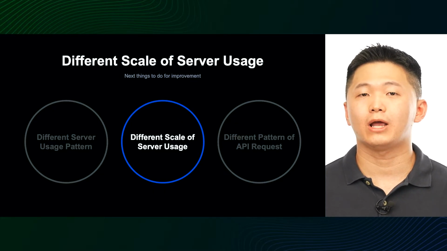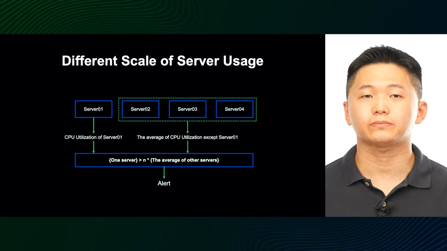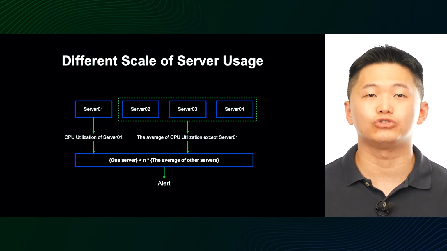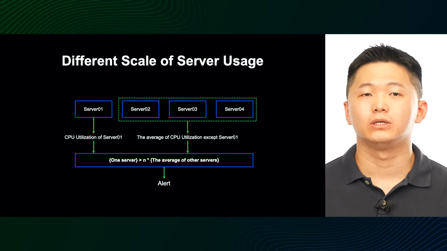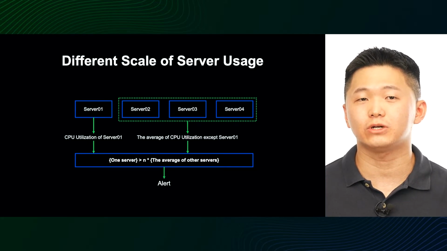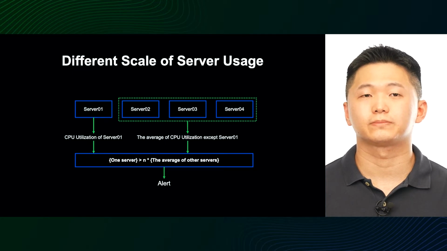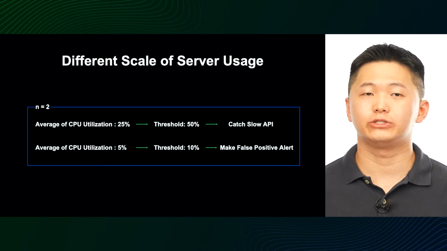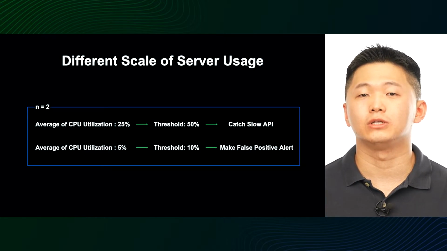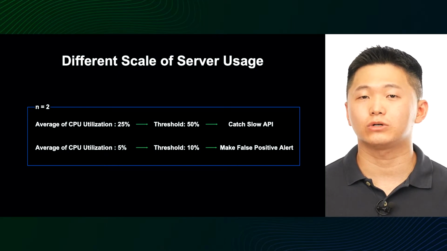Second thing is that servers have different scales of usage. As I said before, we compare the one server and the average of other servers to detect real resource patterns. So when the utilization of one server exceeds n times the average of other servers, the alert is fired. Then let's suppose n is 2. If the average CPU utilization of other servers is 25%, then the alert threshold will be 50%. In this situation, a slow API can occur and the alert is fired at the right time.